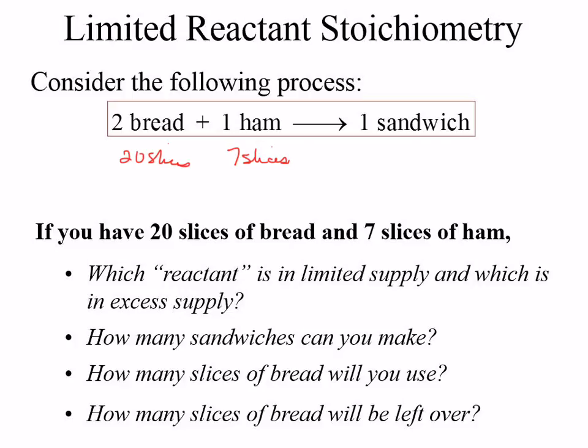How'd you get that? The ratio. So you figure with ham we could make 7 sandwiches, and with bread we could make 10. In fact, that's one way to come up with what we're going to run out of first: what can give you more sandwiches. What can give you the fewest amount of sandwiches is your limiting reactant. In this case, it's ham. Perfect. Well, let's walk through this problem.